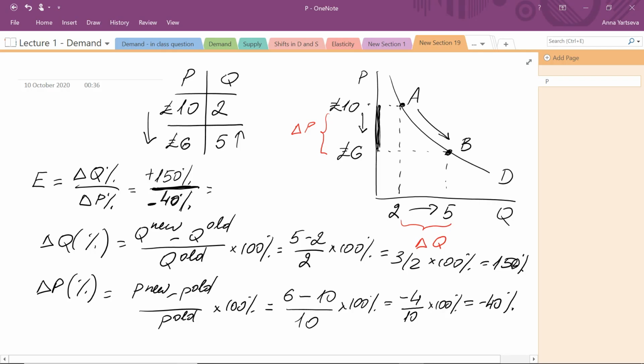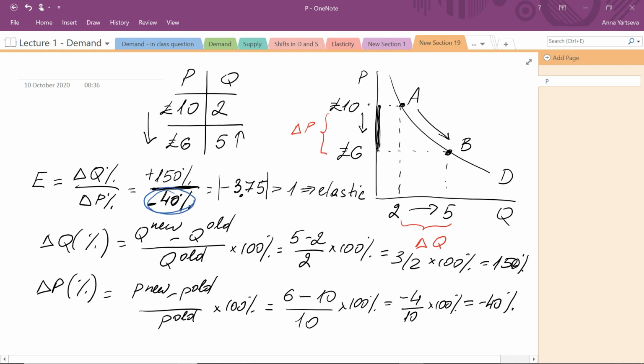If we divide these values by one by another, this will be equal to minus 3.75. As the value of our elasticity is greater than unity in absolute terms, so if we take the absolute value of our elasticity, it's greater than unity, 3.75 is greater than 1, which means that our demand is elastic. In other words, it's very sensitive to changes in price.